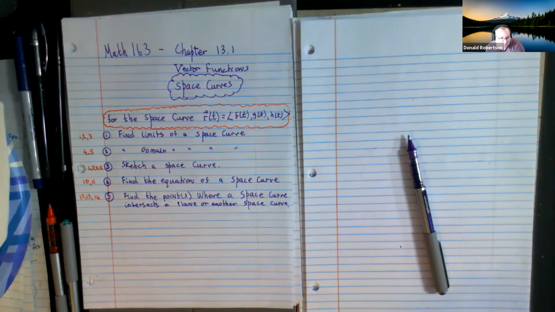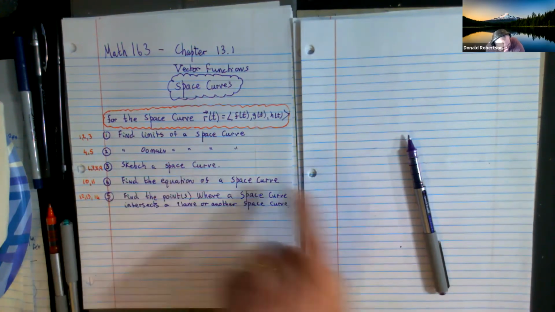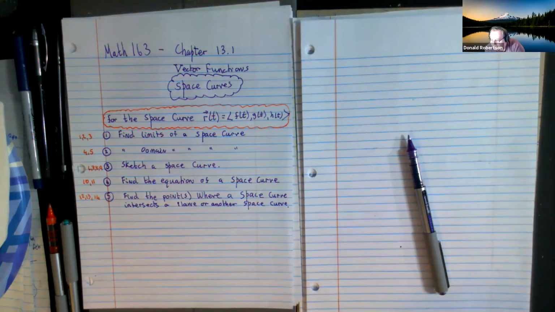The third one, we're just going to jump to GeoGebra and do some sketches of them. That should be nice and fun. Then the fourth thing we're going to do is show you how you can find the equation of a space curve. And the last thing we're going to do, hopefully we'll get to it, I don't know if we will, is find the point or points where a space curve intersects a plane or another space curve.